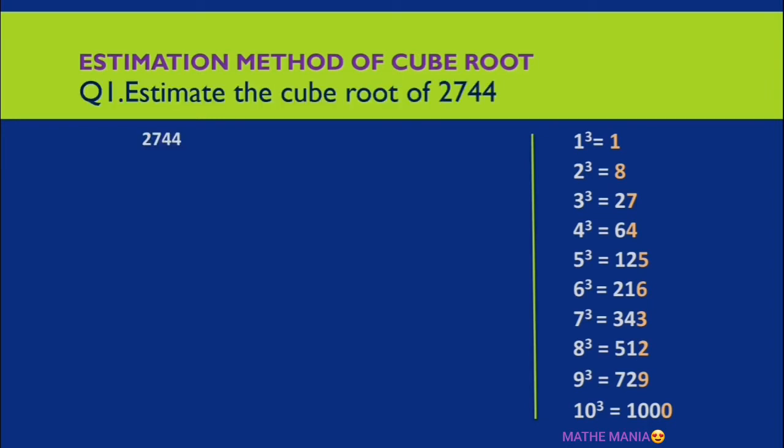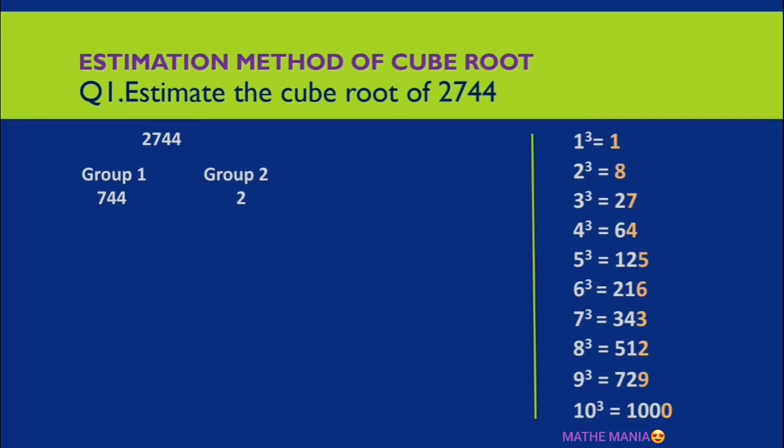The first number I have taken is 2744. To start with, we will divide this number into groups of 3 starting from the unit place. So this way we get 2 groups. The first group contains the number 744 and the second one contains 2. Understand one thing, that every group corresponds to one digit of the cube root. So as we have 2 groups here, we will have 2 digits in the cube root of this number.